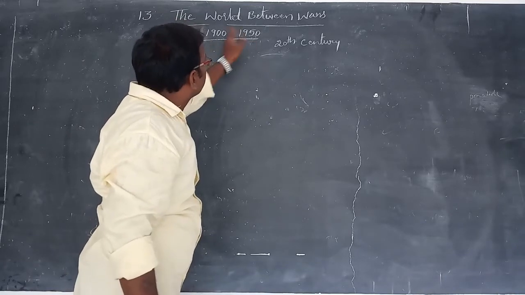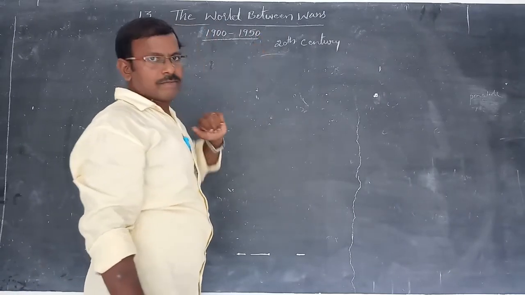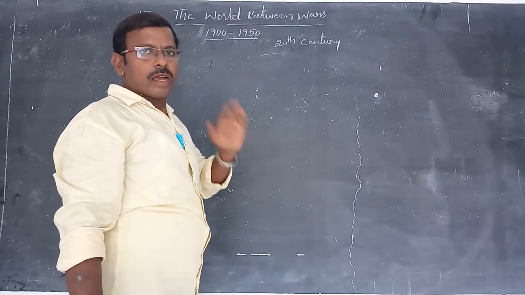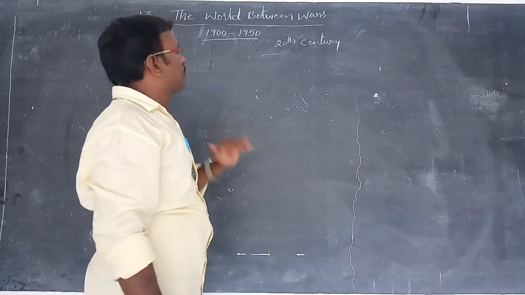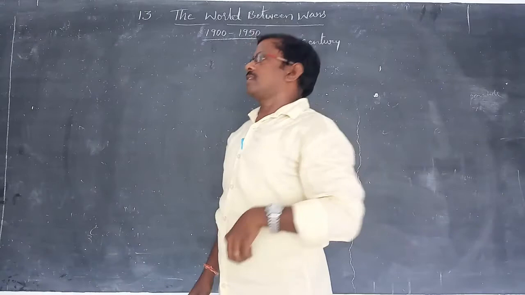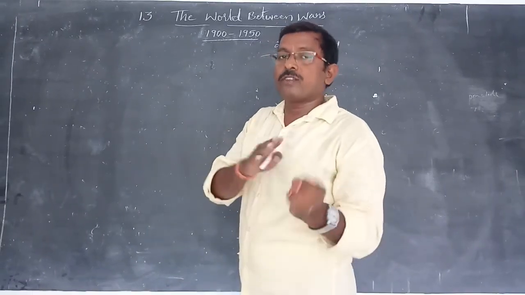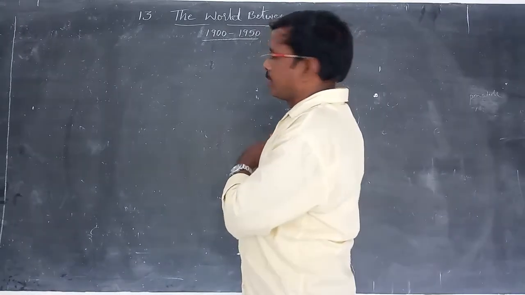Half of the 20th century, not the full one. Half, the beginning to 50 years. This is the half century, the middle of the century. After that, okay, this is the first lesson, I mean paper 2 first lesson. Actually, it is the 13th lesson from our textbook. That is the world between wars.